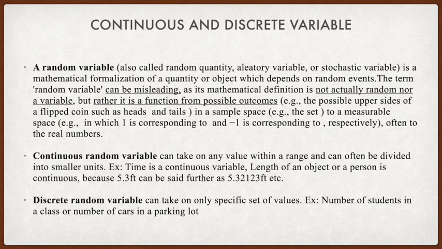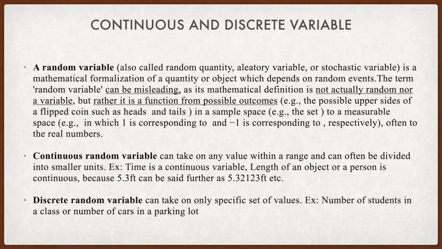Continuous and discrete variable. A random variable is a mathematical formalization of a quantity or object which depends on random events. The term random variable can be misleading, as its mathematical definition is not actually random nor a variable, but rather it is a function from possible outcomes. Like as we saw previously in the first video, the possible upper sides of a flipped coin, such as heads and tails, in a measurable space. So this is what the random variable is. What is the outcome?